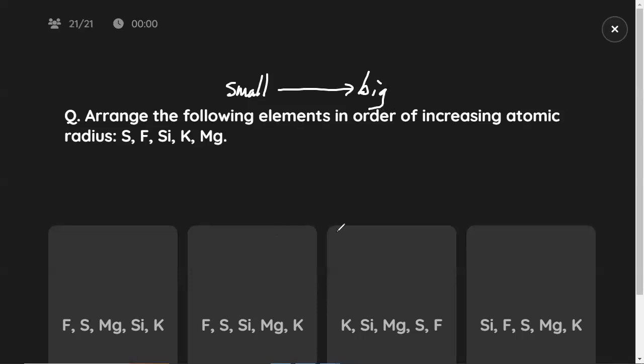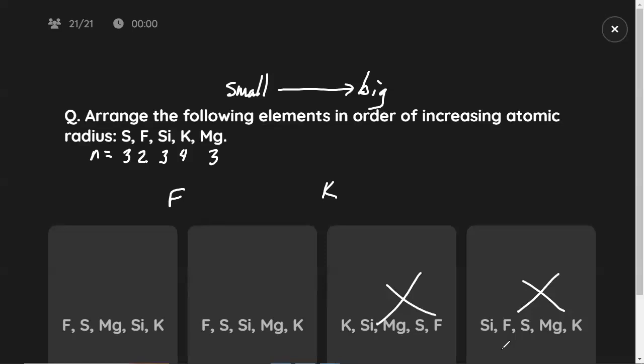We're going to use the same kind of logic. So again, start with energy levels. Sulfur has 3, fluorine has 2, silicon has 3, potassium has 4, and magnesium has 3. So we already know the bookends here. Fluorine is going to be the smallest, potassium is going to be the biggest, and right away we can eliminate this option and this option because they don't follow the bookends at least.